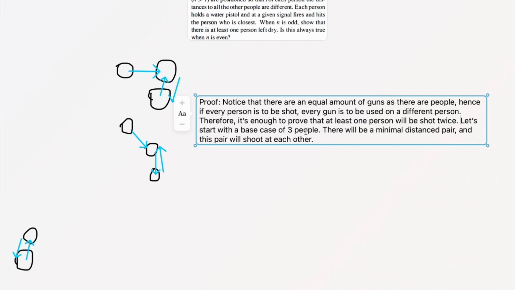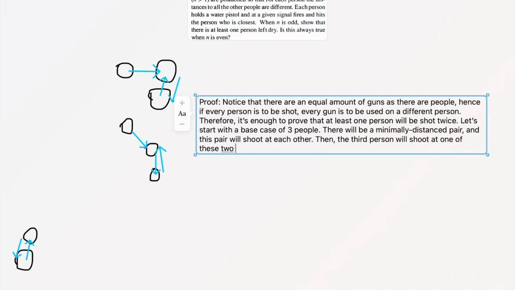Okay, so let's start with the base case of 3 people. There'll be a minimum distance pair. And this pair will shoot at each other. Then the third person will shoot at one of these 2 again. Thus, one person will be shot twice. Yeah, okay, that makes sense.